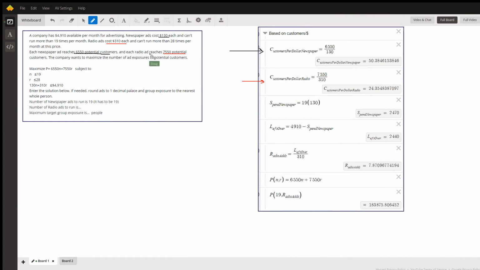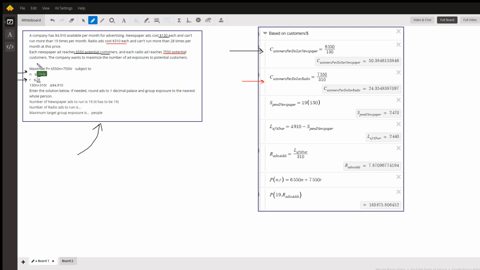Okay, I'll let you read this problem in its entirety. But we've got newspaper ads, we've got radio ads that cost different amounts, and we've got potential customers that can be reached by each type of ad. We've got these restrictions on the number of ads. For newspapers, the most you can have is 19. For radio, 28.